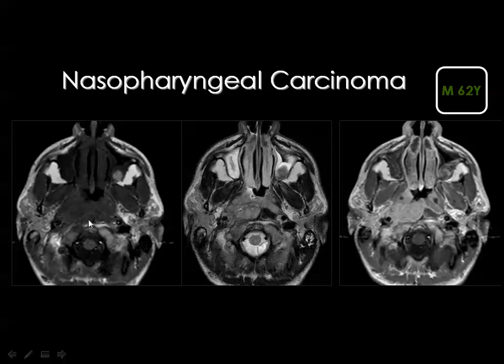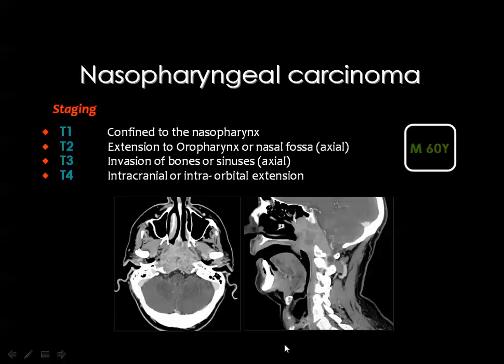There is a big lesion infiltrating the right side of the nasopharynx, crossing the midline. It is on the medial aspect of the parapharyngeal fat, and the lesion showed low signal in the T1, high signal in the T2, and a strong homogeneous post-contrast enhancement, and this is nasopharyngeal carcinoma.